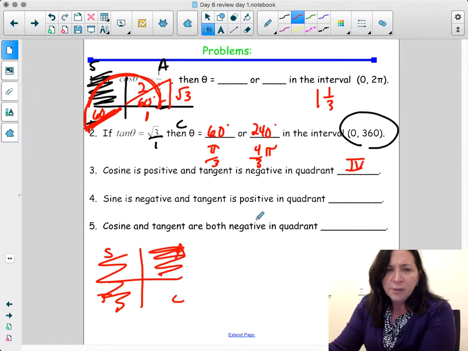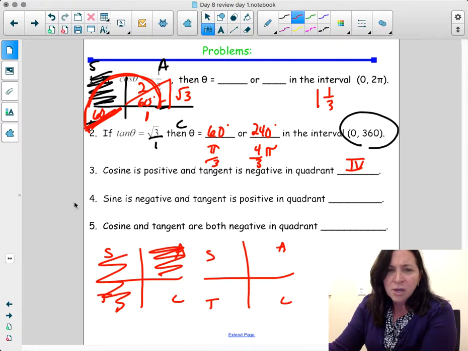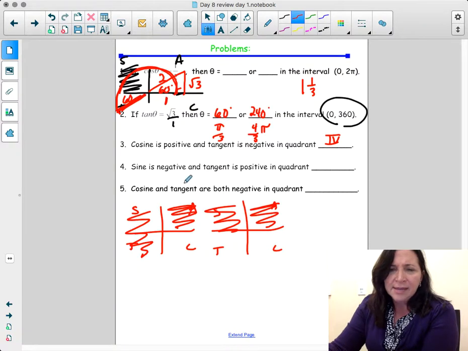Okay. This one says, so I'm going to draw a new graph, and I'm going to say all students take calculus. Sine is negative, so it's not here and it's not here. Okay. And tangent is positive. Well, that's this quadrant. So that's what, 3? So 1, 2, quadrant 3.